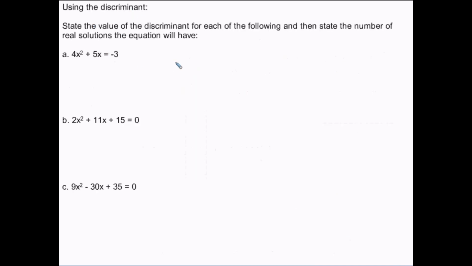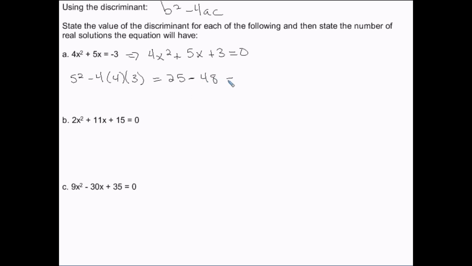So let's try some of those. We can figure out the discriminant on these, and then state the number of real solutions the equation will have. Now, I still have to have my equation set equal to 0 in order for this to work, because I need a, b, and c in their proper positions. So I have b squared minus 4 times a times c. Write that down up here again. So 25 minus 16 times 3 is 48, so I'm going to get a negative 23. Because I'm negative, I will have no real solutions.